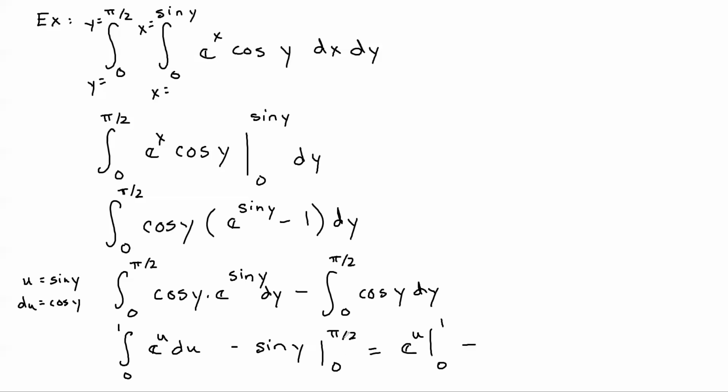And then minus, so sine of pi over 2 is 1. Sine of 0 is 0. So this is going to be minus 1. And now if we plug these in, we're going to get e to the 1 minus e to the 0 minus 1. So this is going to become e minus 2 would be our answer.